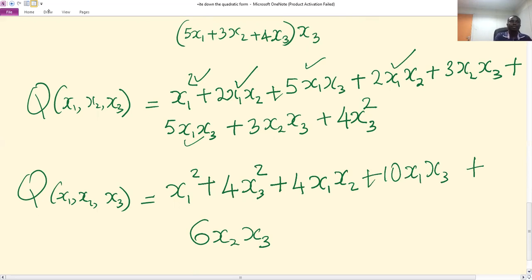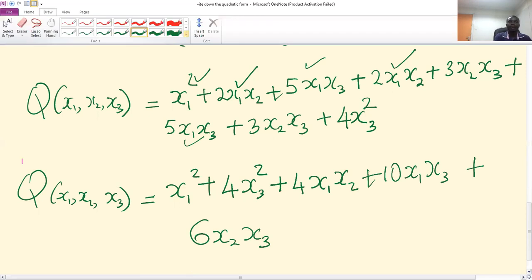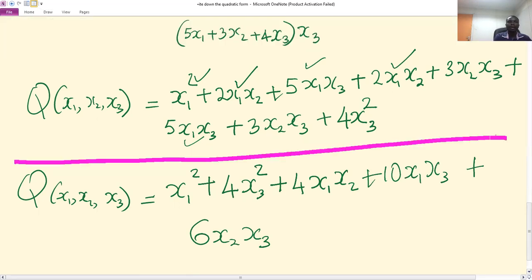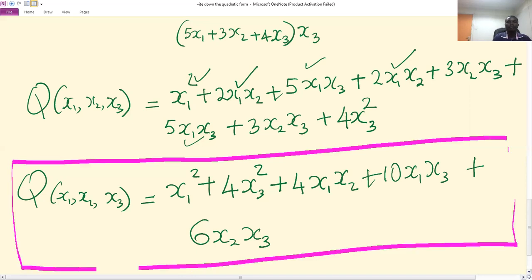So this is the solution. The problem is as simple as multiplying three matrices, x prime, A, and then x. So this is the solution to the problem.